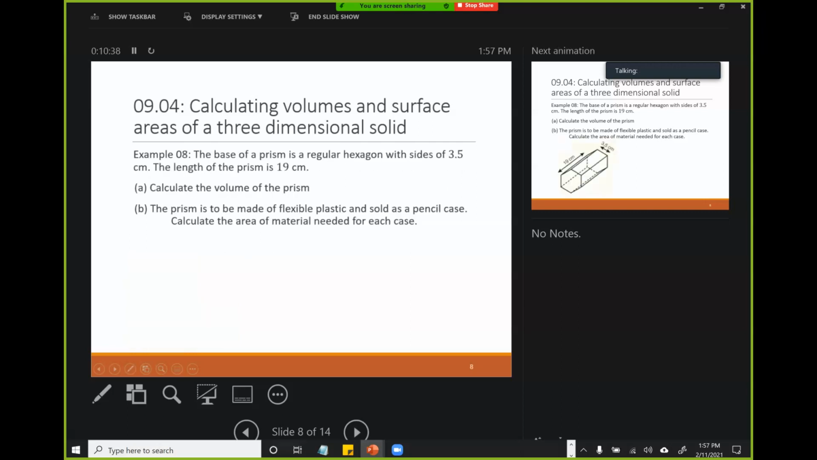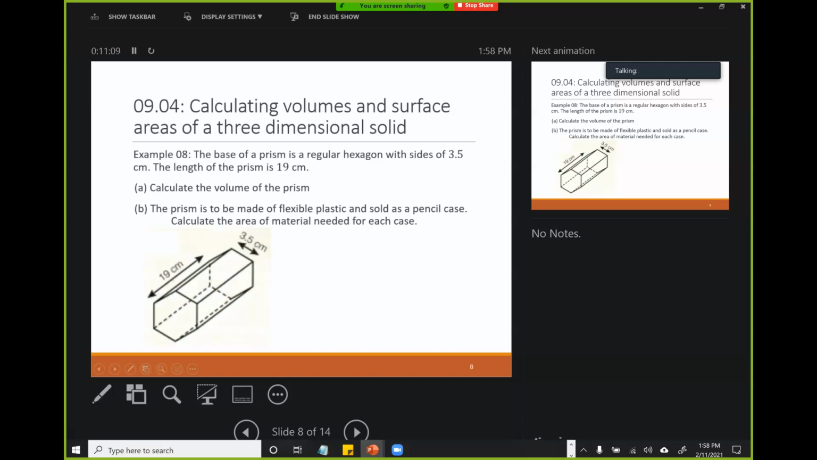Okay. Next one up. The base of a prism is a regular hexagon with sides of 3.5 centimeters. The length of the prism is 19 centimeters. Calculate the volume of the prism and say the prism is to be made of a flexible plastic and sold as a pencil case. Calculate the area of material needed for each case, i.e. just what's the surface area, right?